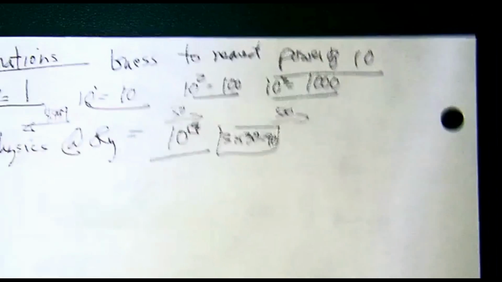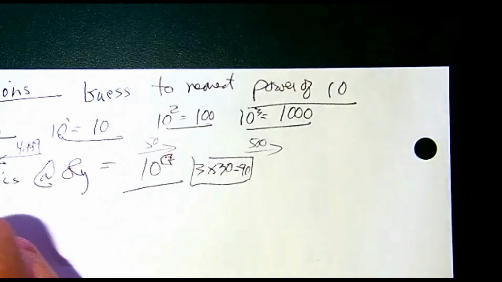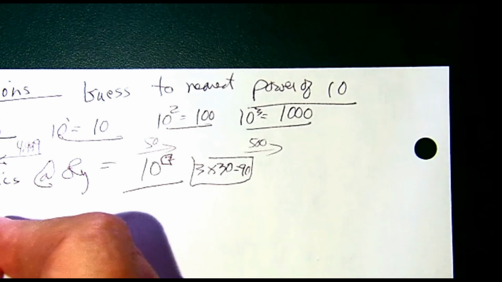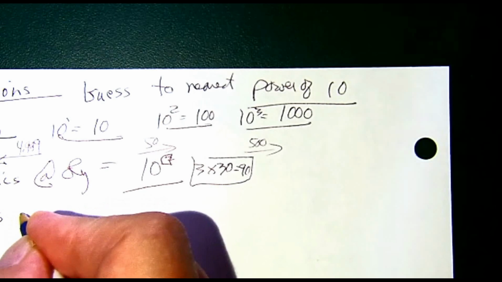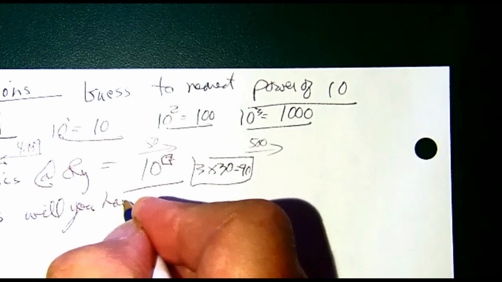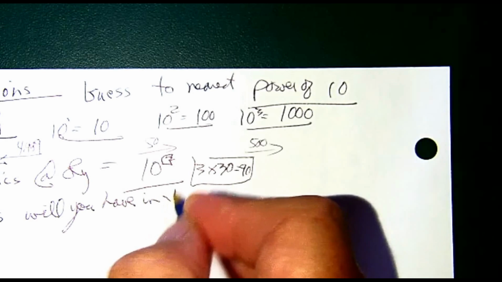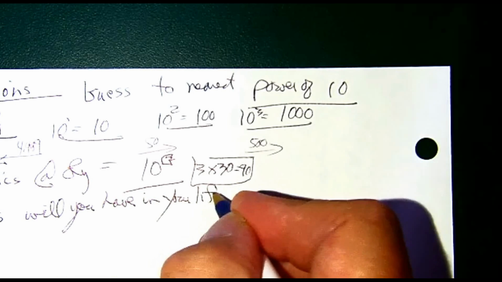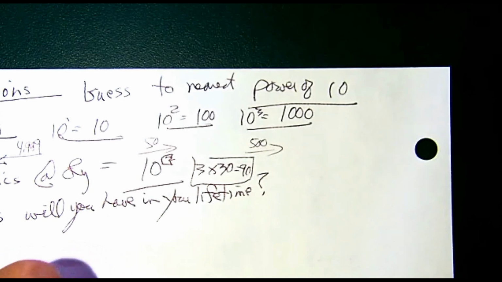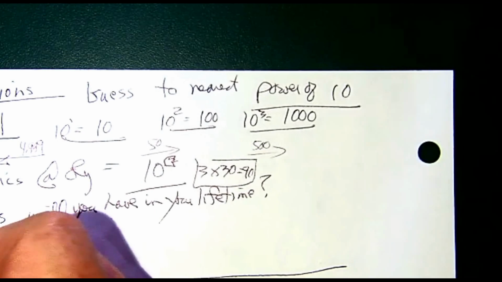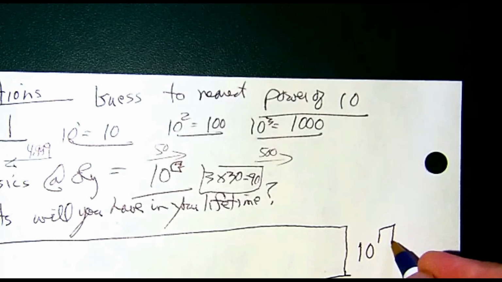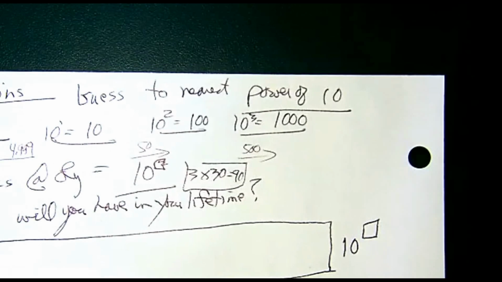So next one, let's make it a little more challenging. Number 2, how many heartbeats will you have in your lifetime? And I want you to show me the steps. How do you get there? And I want you to end up with 10 to some exponent, and we'll see if we agree.